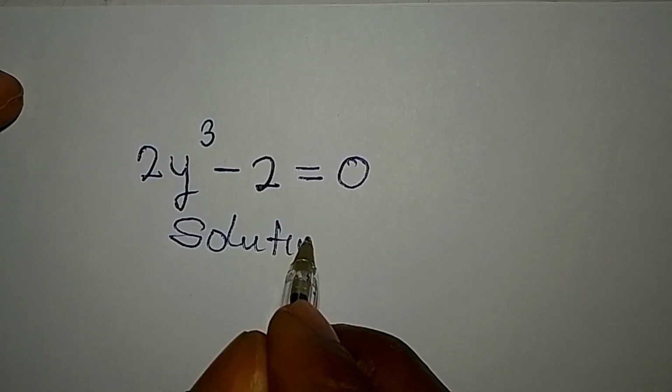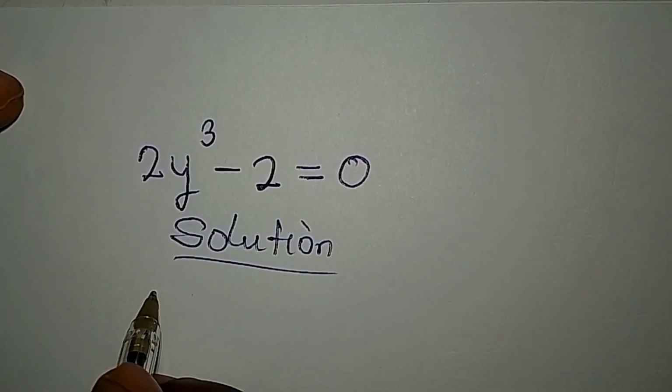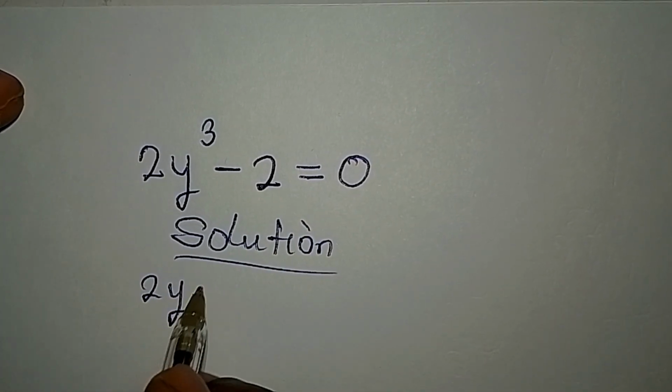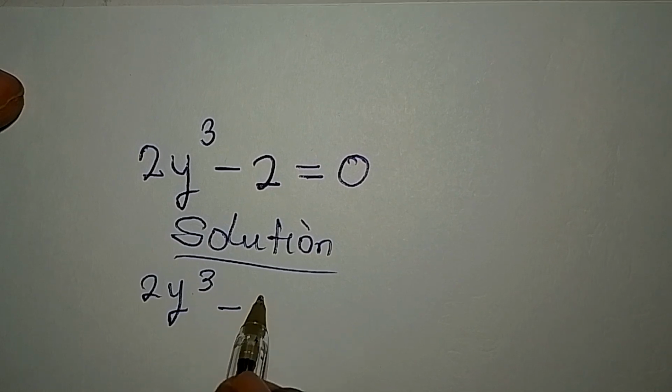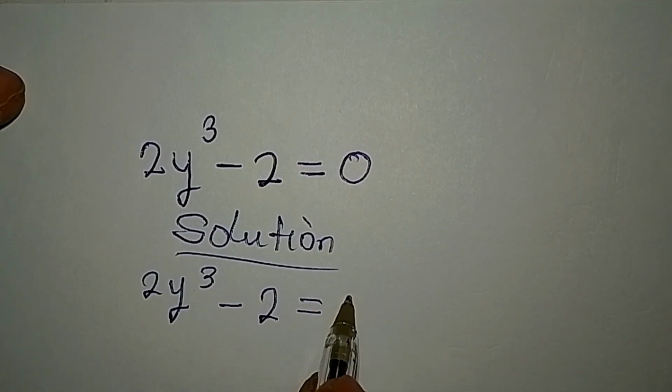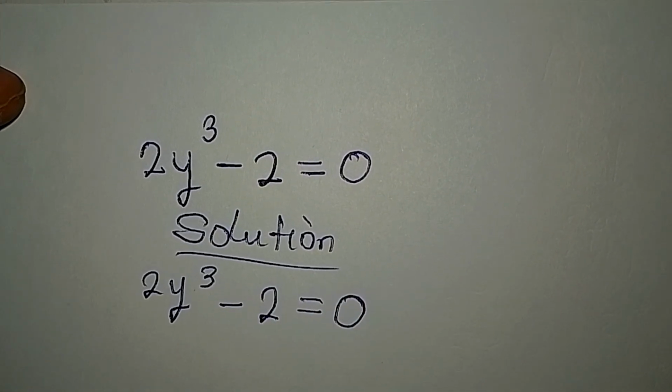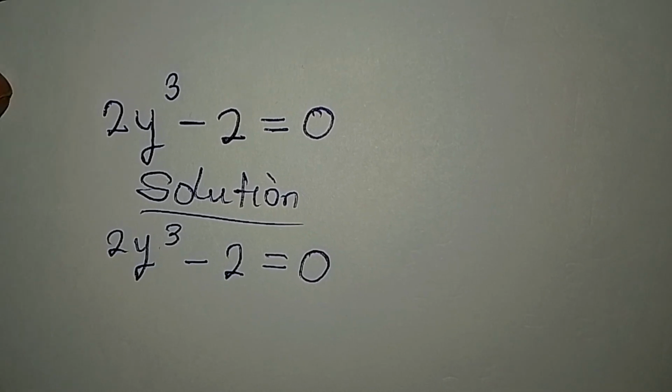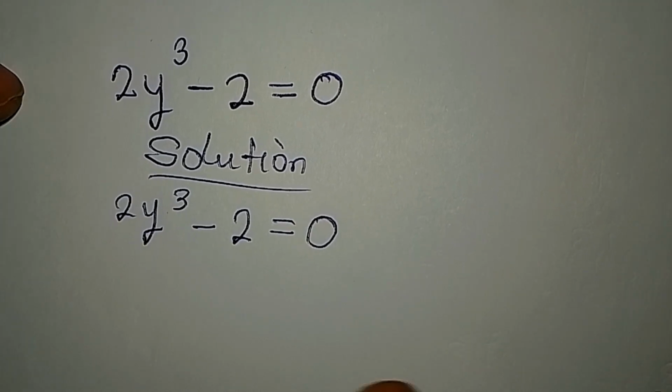Let's solve this problem very quickly. We have 2y to the power of 3 minus 2 equals 0. And as a matter of fact, the question is saying that we should get the 3 solutions, okay? So we're not going to take the shortcut.